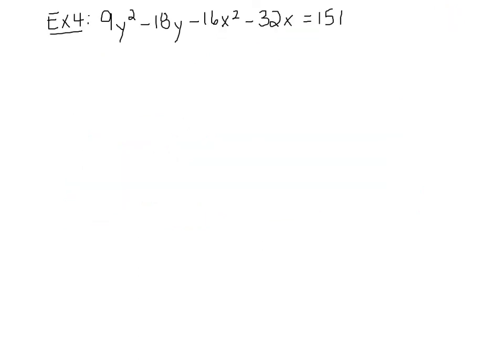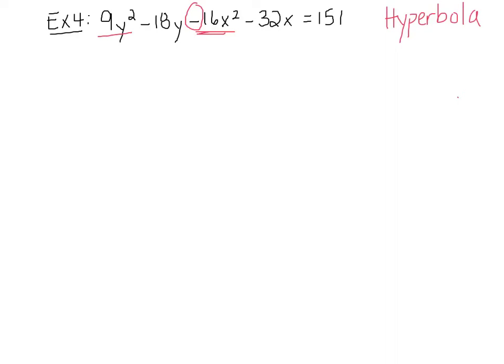Okay, example 4, we have 9y squared, so here's one squared term, minus 18y minus 16x squared. Here's our other squared term, but notice that it has a minus there, and the only equation that has a minus is the hyperbola. So this one is the hyperbola. Again, we're going to get it together just like the ellipse. It's just that we're going to have that minus there, which is going to be a little tricky when we're completing the square. So let's rearrange everything and get it together.